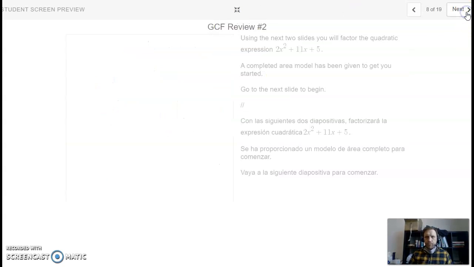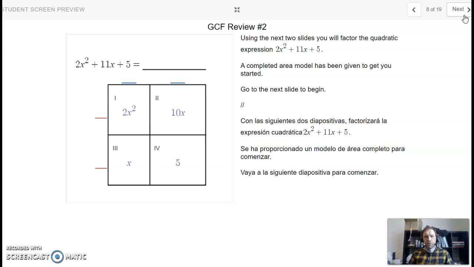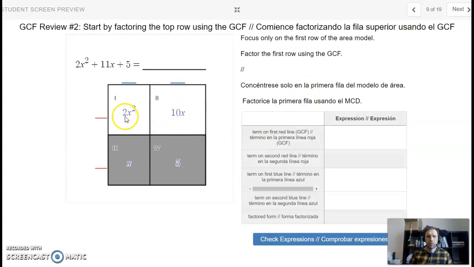All right. So we're going to start with this problem. I want you to fill these out on the next slide to see if you can do the greatest common factor. So what's the greatest common factor of 2x squared and 10x? Pause it and try this out. Did you pause? Did you try it out? Well, you should have gotten 2x, right?